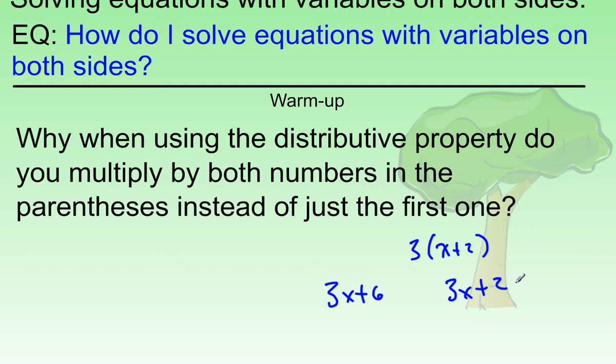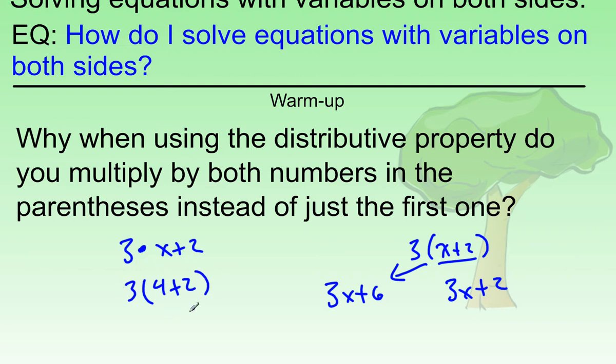The reason this works out this way is because this really does say 3 times this stuff, x plus 2. So it's 3 times everything in there, not just the first piece, but the second piece as well. You could also think about it if you just substitute numbers in here. So if we said 3 times maybe 4 plus 2.